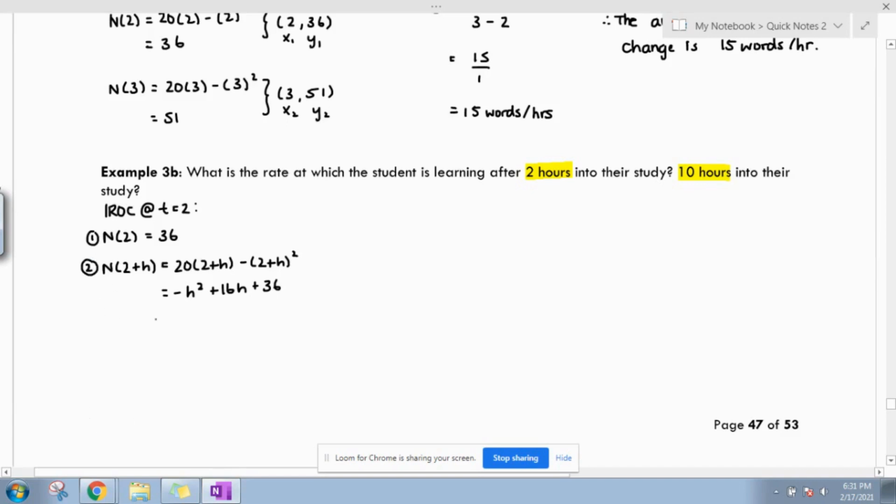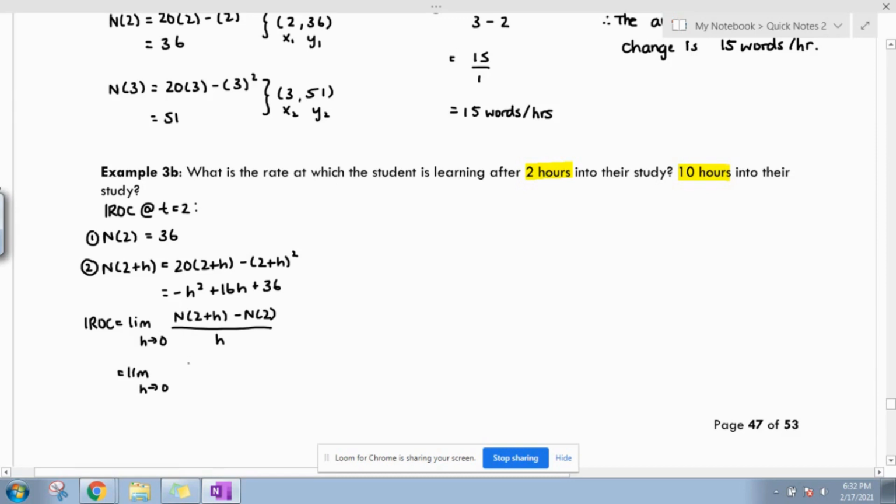And then our third step is to figure out our instantaneous rate of change, which is essentially our slope of our tangent. So the instantaneous rate of change, remember, is the limit as h approaches 0 of n of 2 plus h minus n of 2 over h. And so let's plug in everything that we've got here.